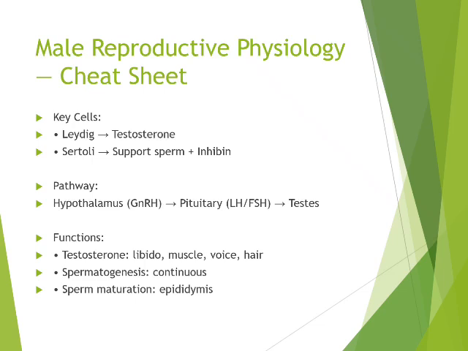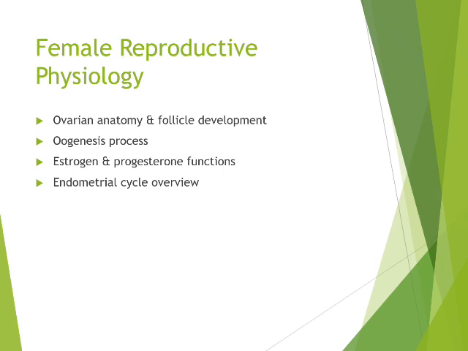Testosterone is responsible for the libido, sexual orgasm, muscle bulk in the male, the voice, the hair. The other function of the reproductive system in the male is to produce sperms, and this is a continuous process, and the sperms mature in the epididymis.